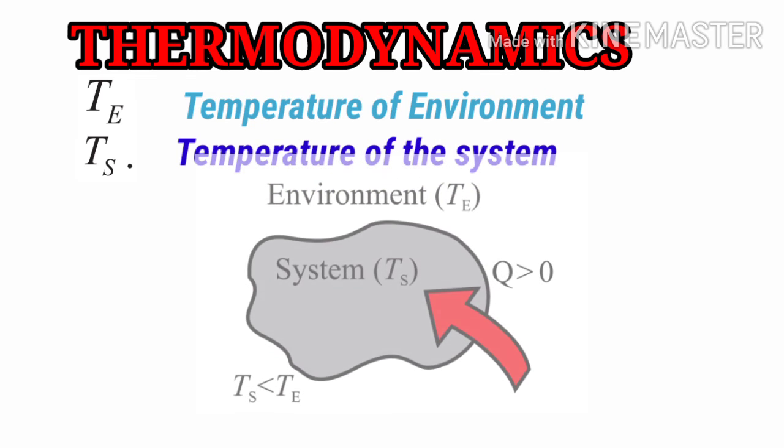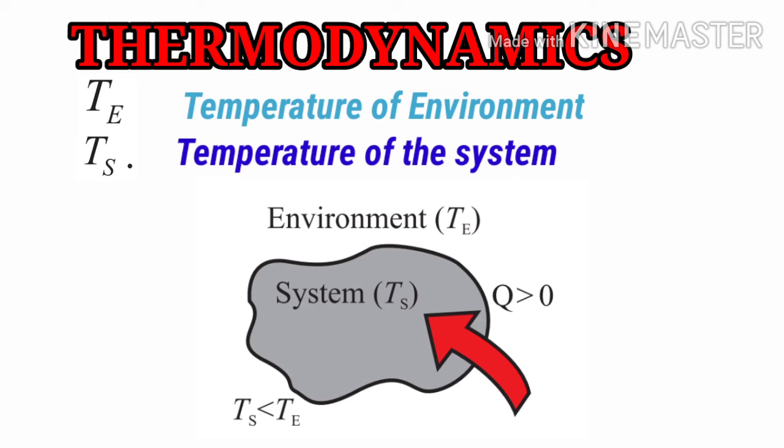Now we are going to see the first point, which is the energy flow into the system. Here you can see the diagram, with the notations which we have already indicated. T_E means the temperature of the environment and T_S means the temperature of the system. Using these two notations we are going to demonstrate the energy flow into the system. In this diagram you can see the arrow is from the environment to the system, which indicates the energy is flowing from the environment to the system.